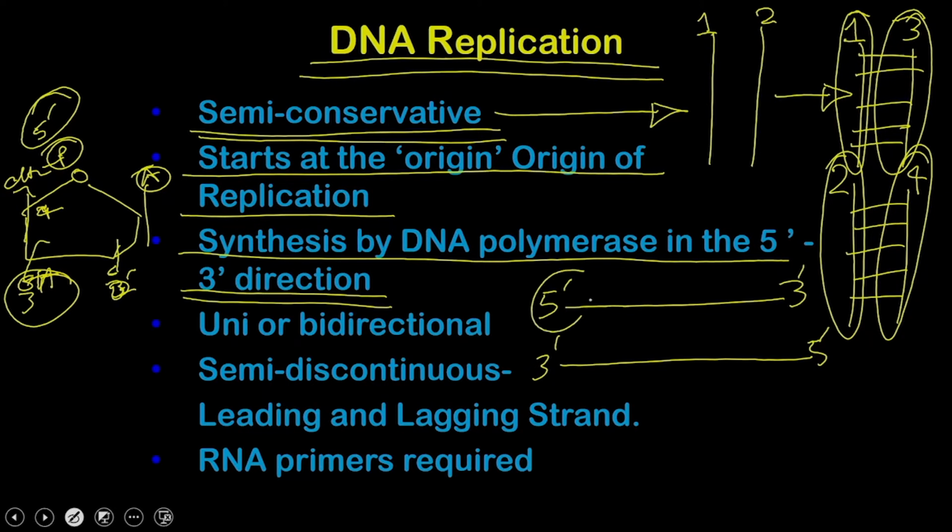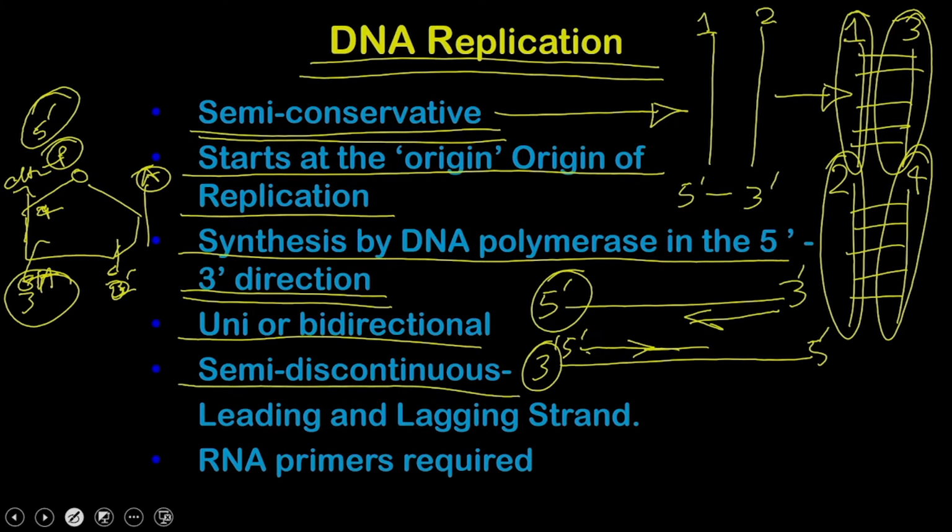DNA synthesis always occurs in the 5 prime to 3 prime direction, which means it is going to start the synthesis on the strand which has the 3 prime end, and that is how it synthesizes in this direction. It could be unidirectional or bidirectional, which means it can be in one direction or in both directions simultaneously.